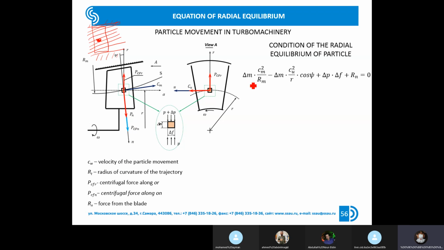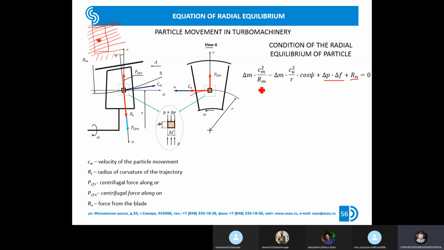What kind of forces impact this particle? It's pressure forces, like in one of the previous equations which we discussed. It's the change of pressure along the radius multiplied by the area. That's the force which acts on the flow from the blades, that's one. And two types of centrifugal force.